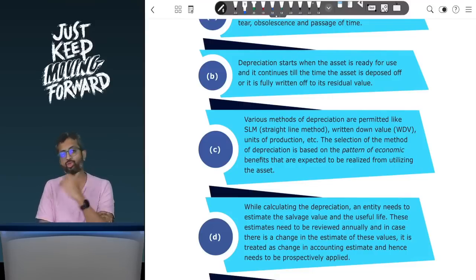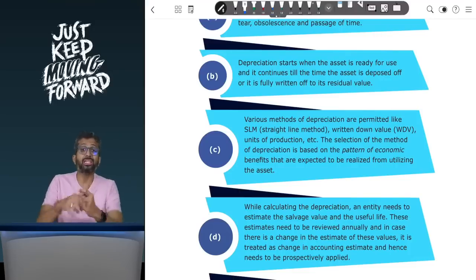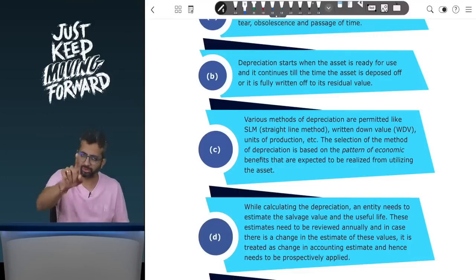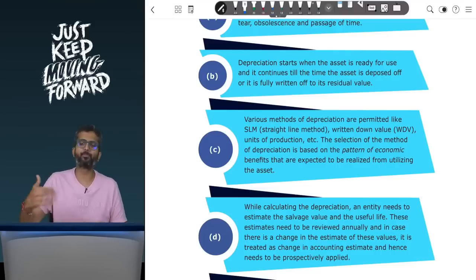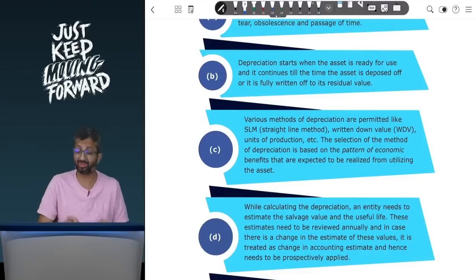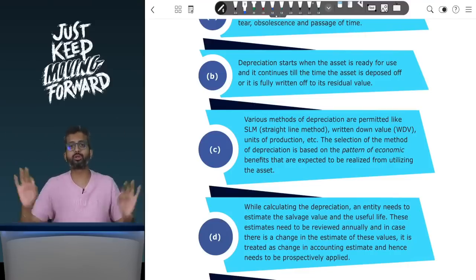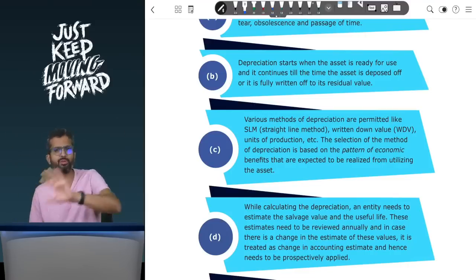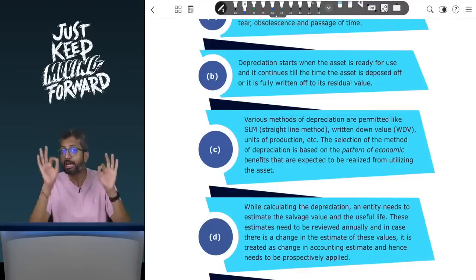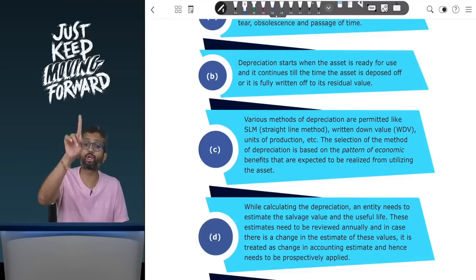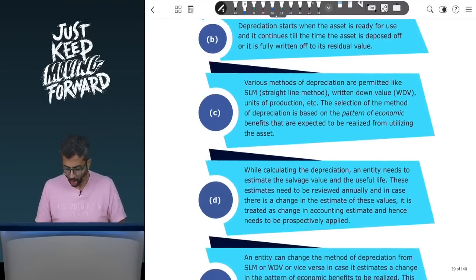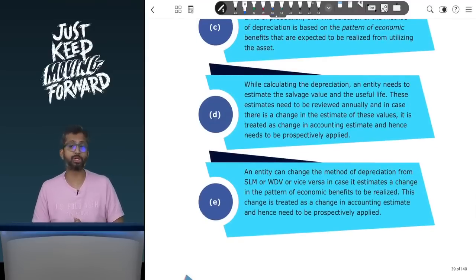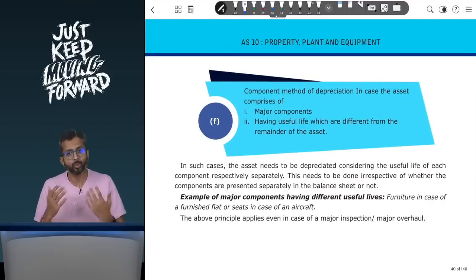But can you change the method of depreciation? Yes. If your estimate of the pattern of benefits changes, that is when you can change the method of depreciation, and hence if this estimate of the pattern of benefits changes, this is a change in accounting estimate. Remember, a change in the method of depreciation from SLM to WDV or WDV to SLM or any other method vice versa is going to be treated as a change in accounting estimate to be applied prospectively and not retrospective application. Okay. Also, there is something called a component method of depreciation. What do you mean by component method?